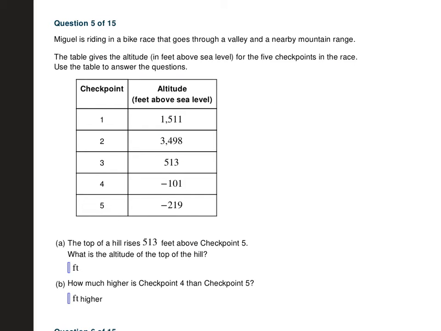Question number 5 says, Miguel is riding in a bike race that goes through a valley in a nearby mountain range. The table gives the altitude in feet above sea level for the 5 checkpoints in the race. Use the table to answer the questions. Question A says, the top of a hill rises 513 feet above checkpoint 5. What is the altitude on top of the hill? If checkpoint 5 is at negative 219, I need to add 513 to that because it rises 513 above that. So what is the altitude of the top of the hill?